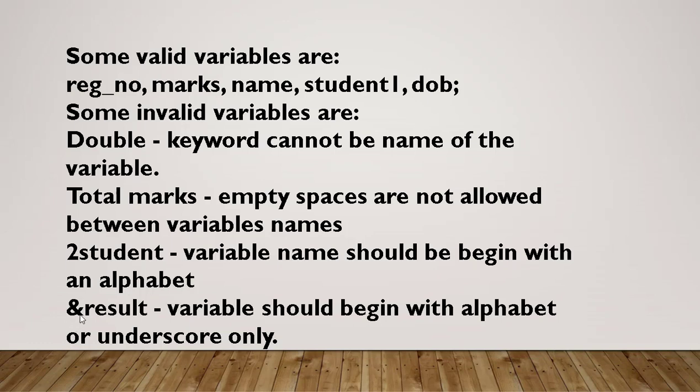And here we are again starting with an ampersand, &result. That is not beginning with an alphabet. It can begin with an underscore, but it cannot begin with any other special character. Here the special character is ampersand, so it is also not a valid variable. So these are all invalid variables. You would have understood why they are invalid, because the rules have not been followed by these values, that is double, total marks, 2student, &result. All these are invalid variables since they are not satisfying the rules.